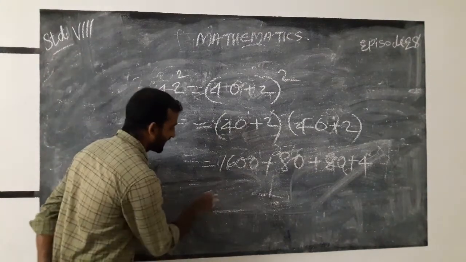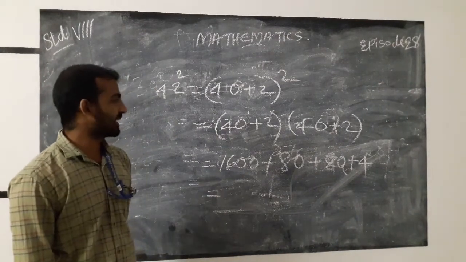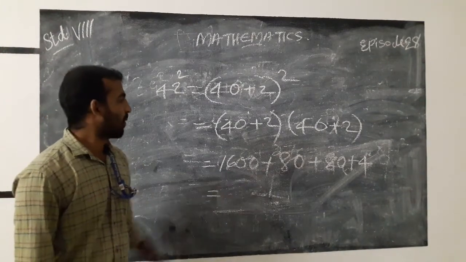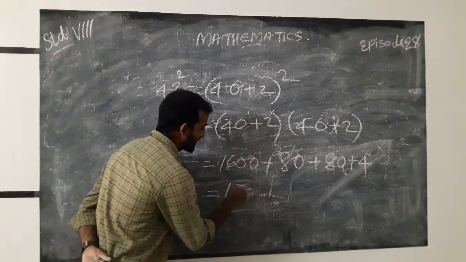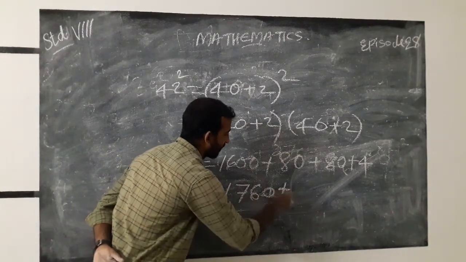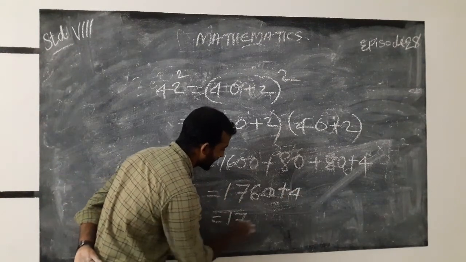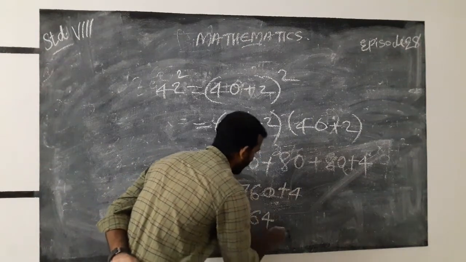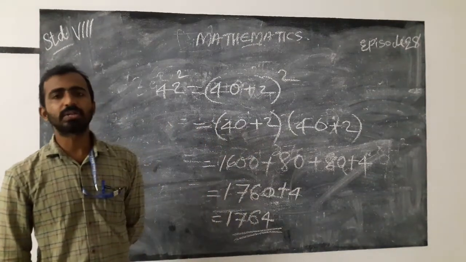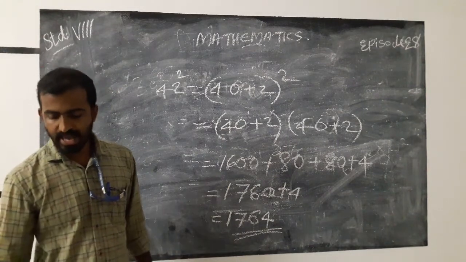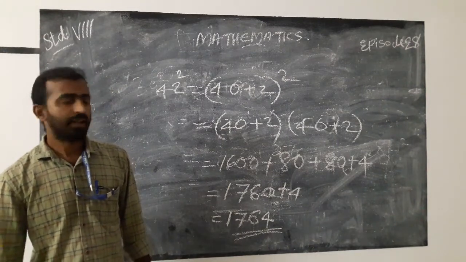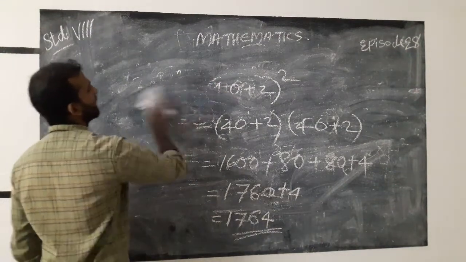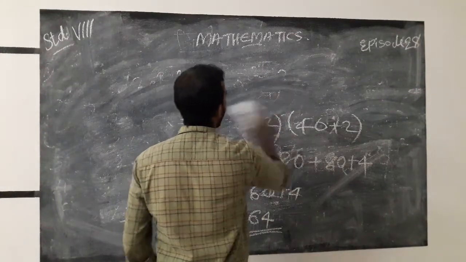We get 1600 plus 80, 1680, plus another 80 plus another 80. That is we get 1760 plus 4. That is, the answer is 1764. This is the simple or easy method to find the squares of whole numbers.